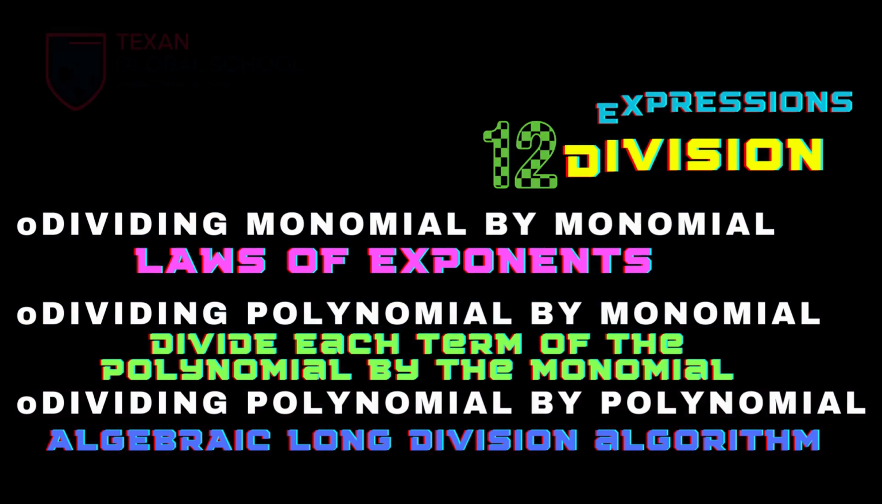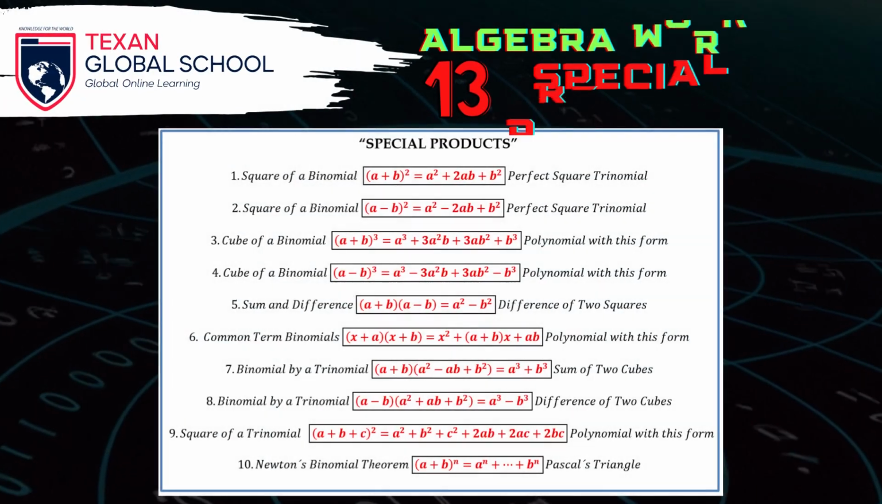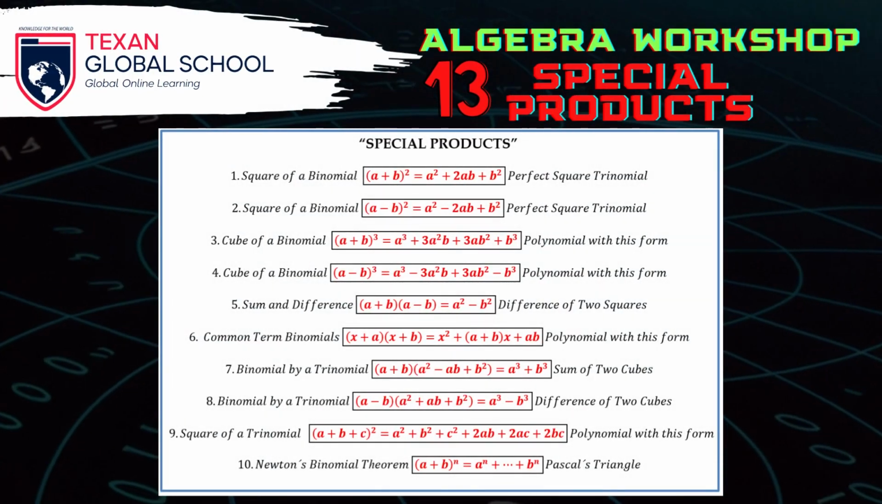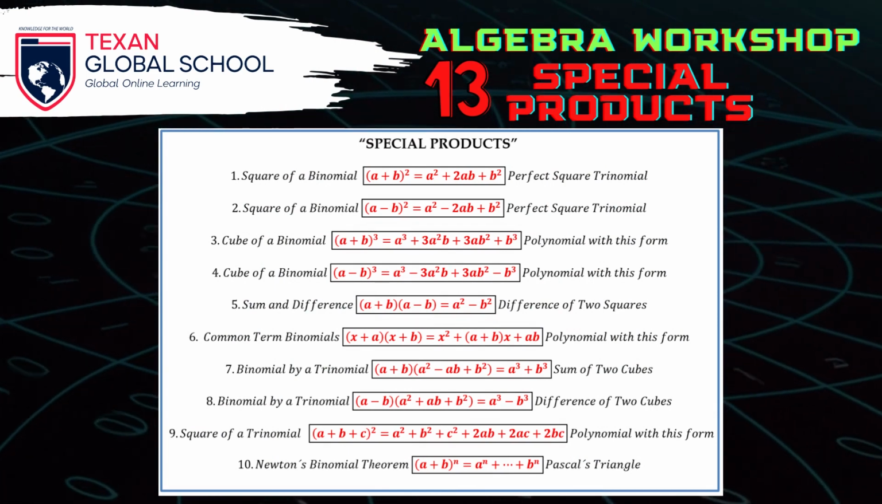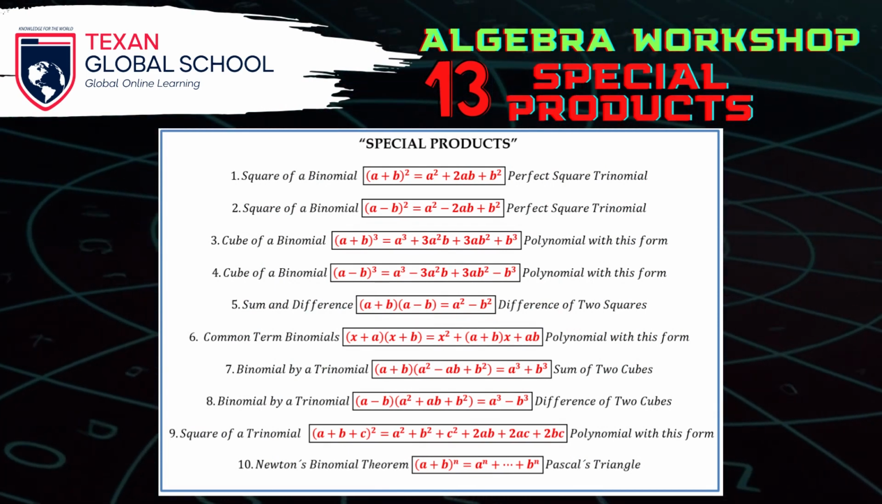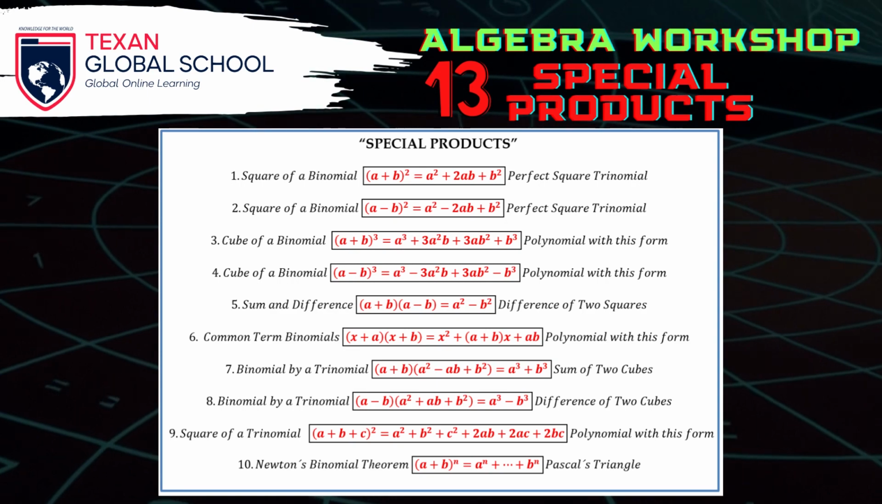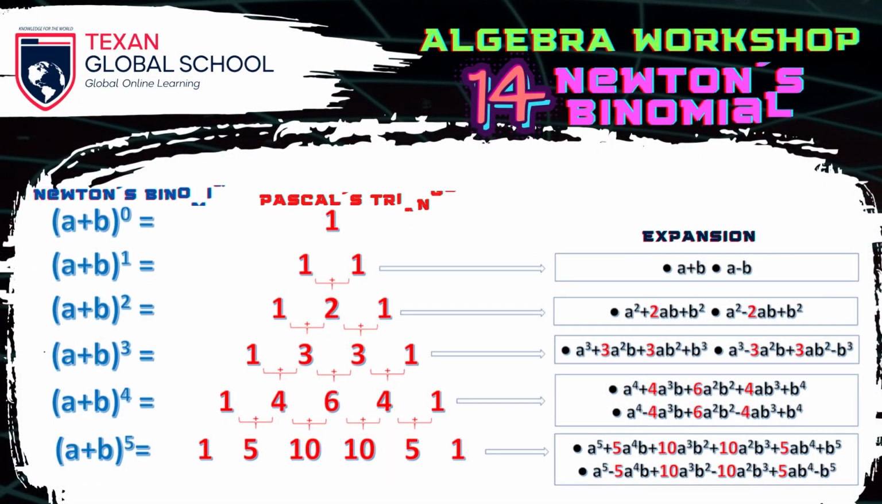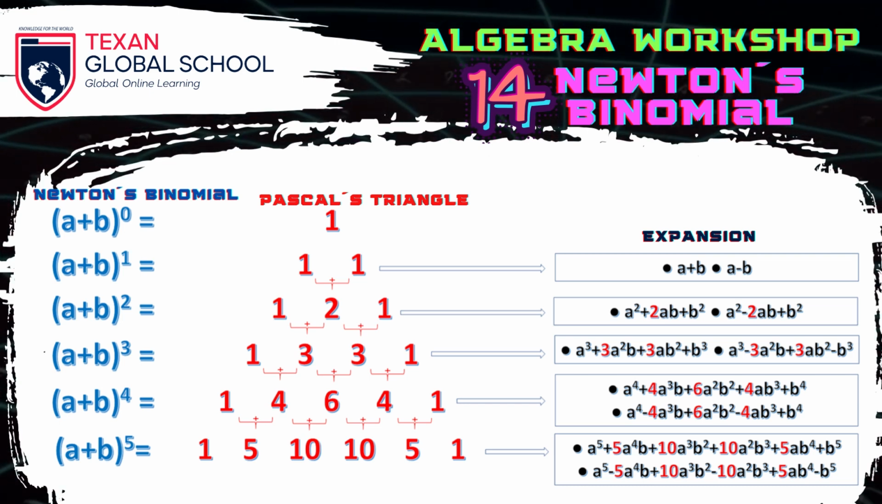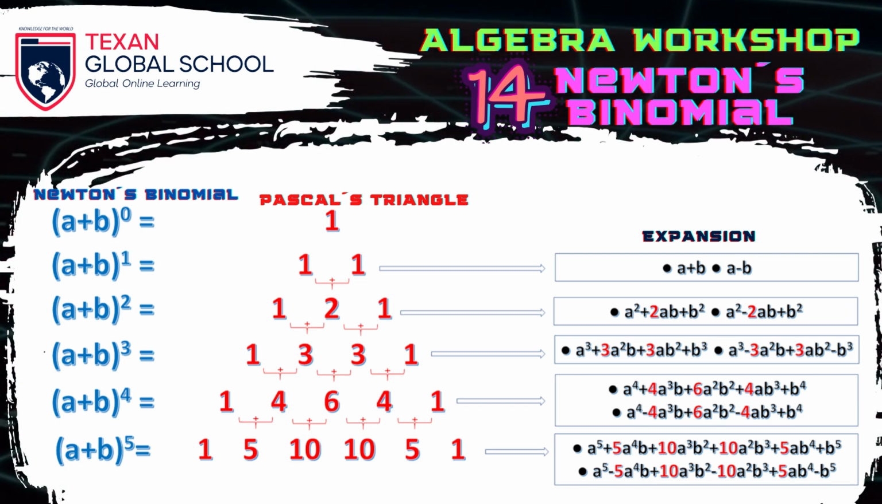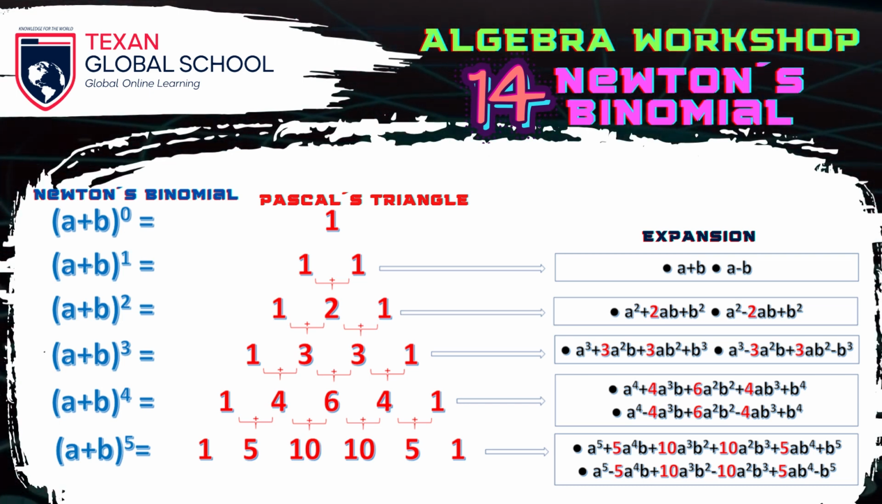Other tools to perform operations with algebraic expressions discussed are the special products. These formulas help to perform multiplication and powers faster for specific cases and patterns. Newton's binomial and Pascal's triangle also help for specific cases when binomials have different exponents. It is important to highlight that previous tools are going to be used while performing more complex operations.